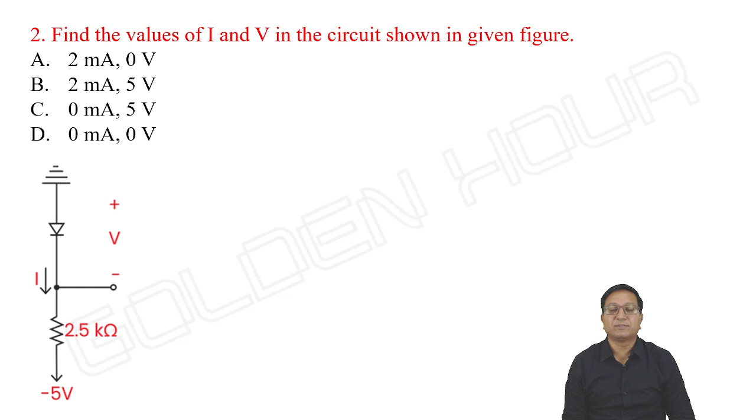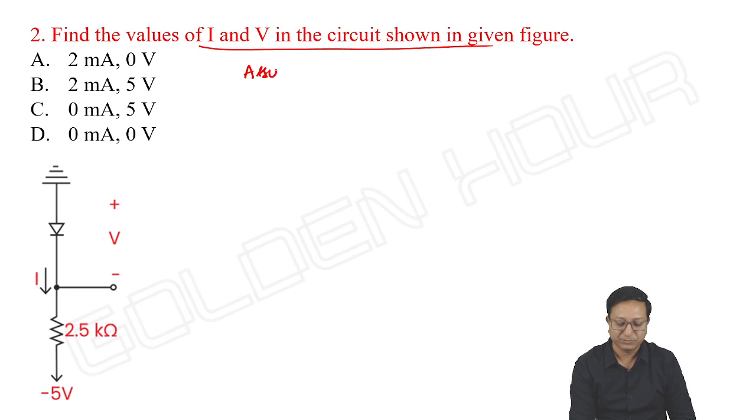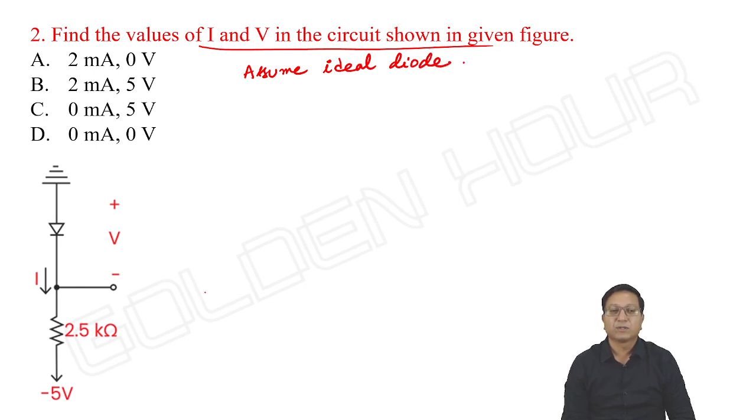Find the values of I and V in the circuit shown in given figure. Here also nothing is mentioned about the diode, hence we assume ideal diode. Look at the terminals of the diode. Anode is connected to ground now. And what about the cathode terminal? It is going to minus 5 volts. So even though anode is at ground potential, cathode is going to much negative potential and hence diode will conduct.